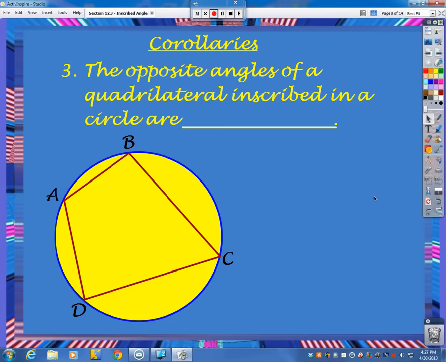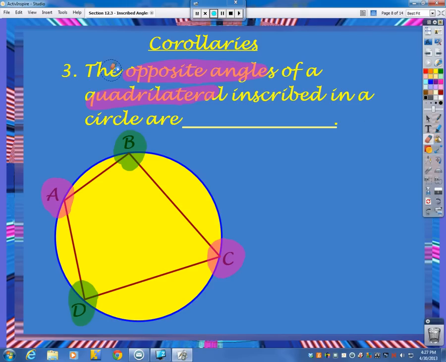Number 3, and the last one, the opposite angles of a quadrilateral inscribed in a circle. When we mean opposite angles of a quadrilateral, I'm talking about angle A and angle C. They're opposite of each other. They are not adjacent. We could also say angle B and angle D. They are opposite of each other. And there's something special about these two angles and these two angles.